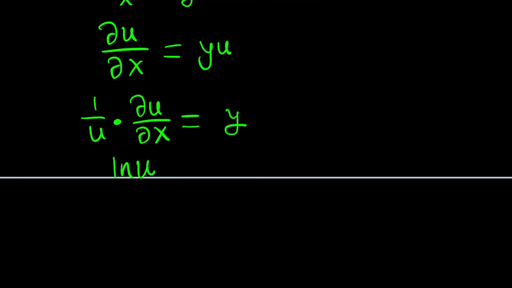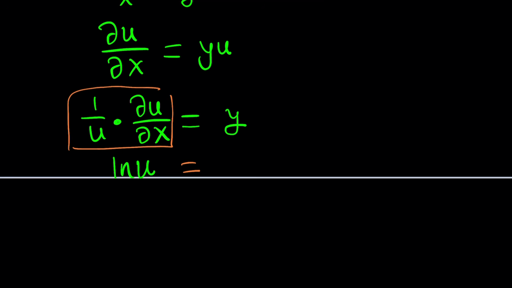But then what if u is a function of x and y, right? Then you would have to multiply this by the chain rule by the derivative of u with respect to x, which is exactly what you have here. So if you integrate this, you basically get ln u. Make sense? By the chain rule.